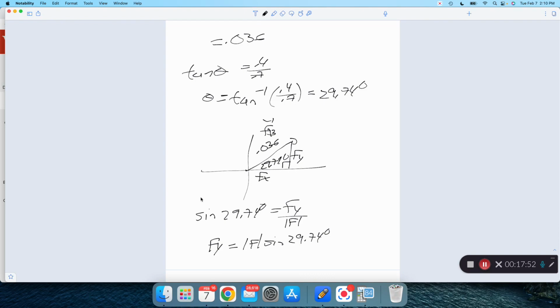If my vector were pointing down here, I'm going to draw this in and erase it. But if my vector had pointed down like this, it would still be a 29 degree angle in here, but this would be some negative y component, and this would be some negative x component. But that's not what we have.